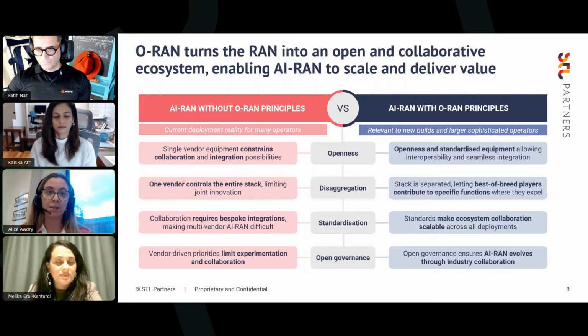Finally, open governance and transparency will be important too. So instead of a single vendor roadmap, you'll have operators, vendors, and new entrants shaping requirements together in industry forums. And this collaborative model will make it easier for AI RAN to evolve and ultimately to deliver more value to customers.